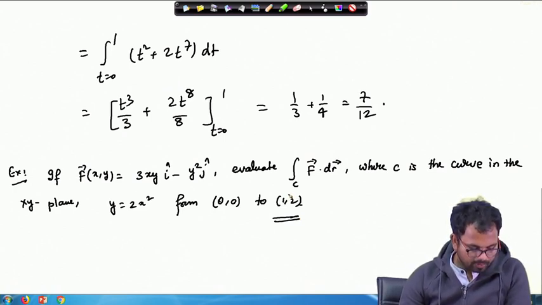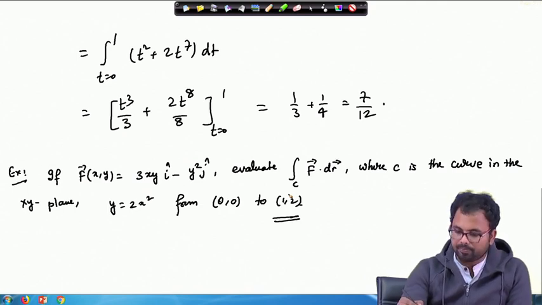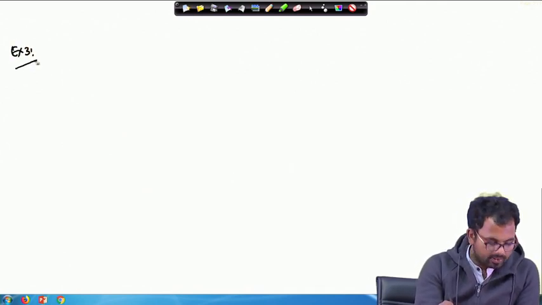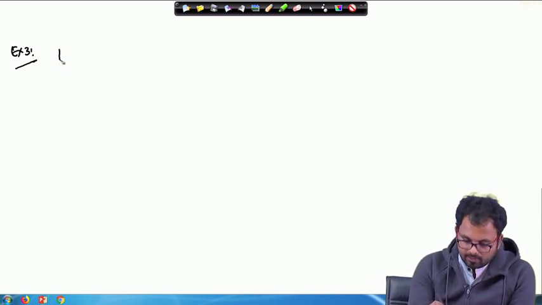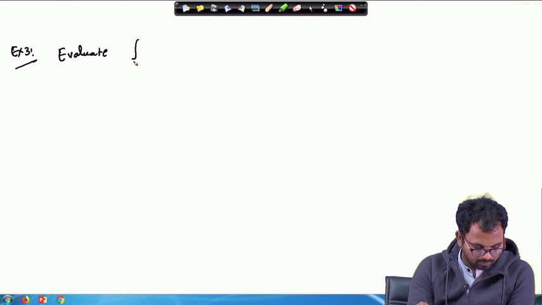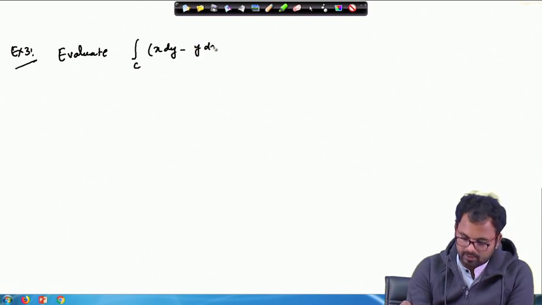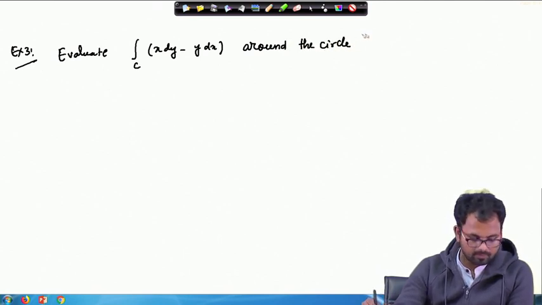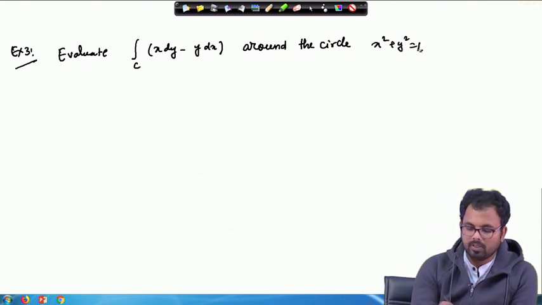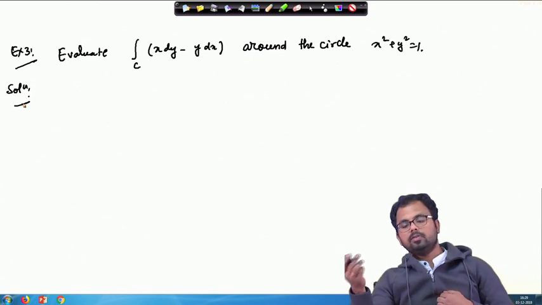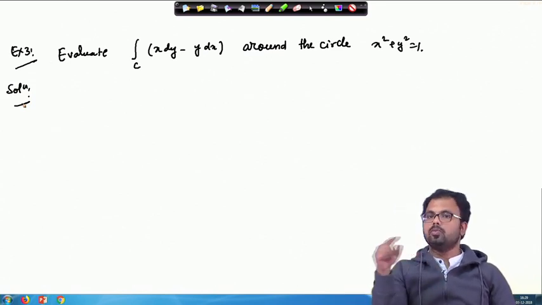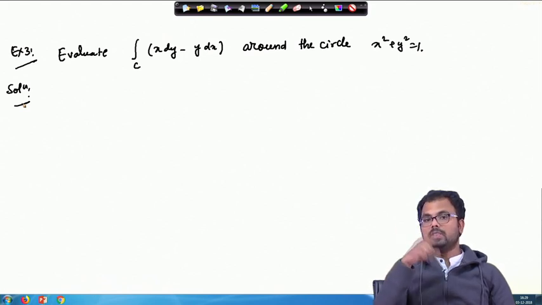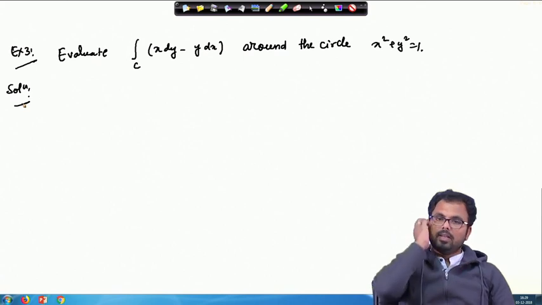We will now move on to our next example, example 3. Evaluate the integral over C of x dy minus y dx around the circle x square plus y square equals 1. So here the given equation of the curve C is basically a circle, x square plus y square equals 1. This circle is a simple closed curve because it is not intersecting itself.